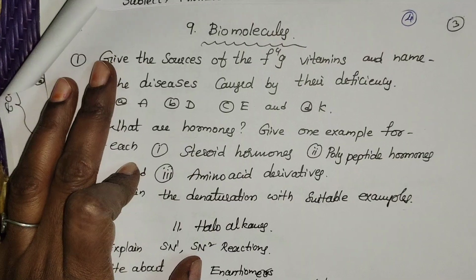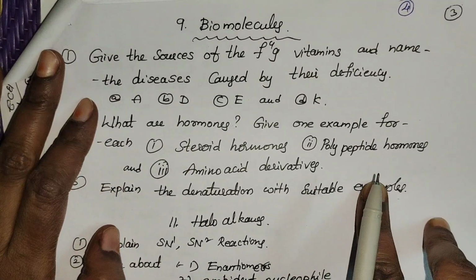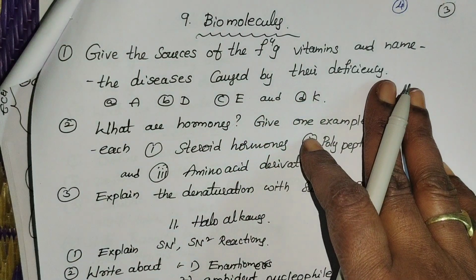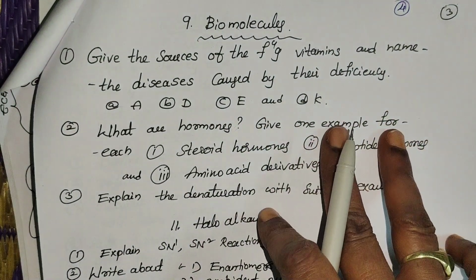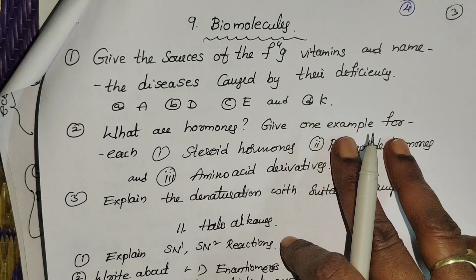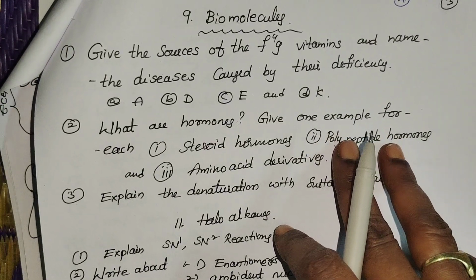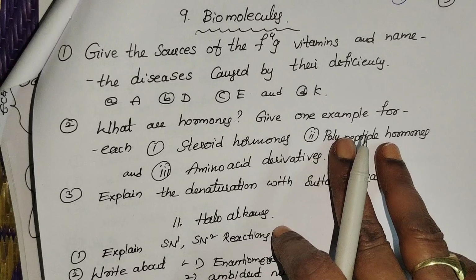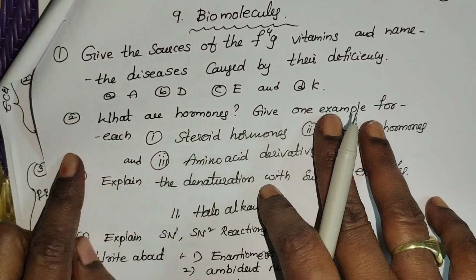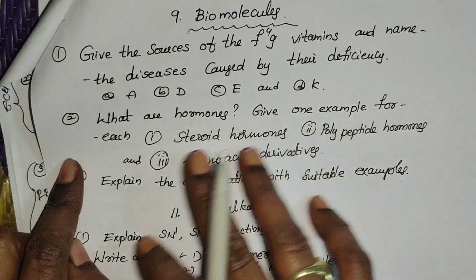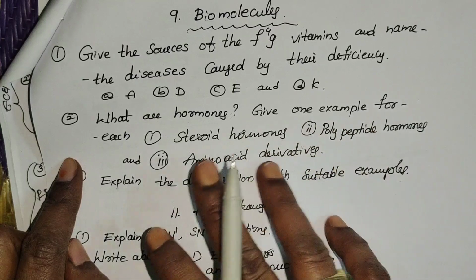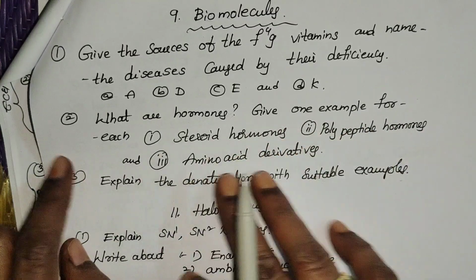Okay, next, from the biomolecules chapter, give the sources of the following vitamins. Especially explain about the vitamins, how many types, they will also ask that time. You have to explain what is water soluble and what is fat soluble. Here, since it is the last minute, that is why I am telling the ADEK vitamin table. Okay, and what are the hormone types: steroid hormone, polypeptide hormone and amino acid derivatives.